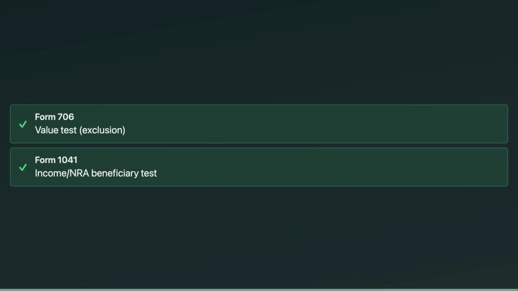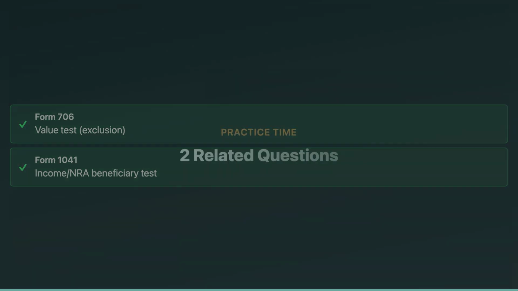Quick perspective check. Don't confuse 1041 filing with estate tax filing. Form 706 is based on the gross estate value versus the exclusion amount, while Form 1041 is based on income and beneficiaries. It's totally possible to have no 706 because the estate is under the exclusion, but still have a 1041 because the assets generate income after death. Different tests, different returns.